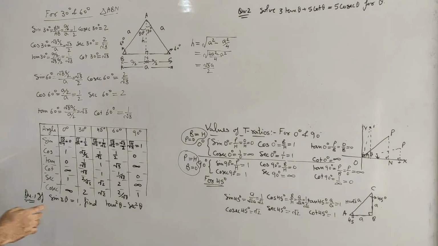If sin 3 theta is 1, then this implies sin 3 theta is 1 means sin 90 degree.